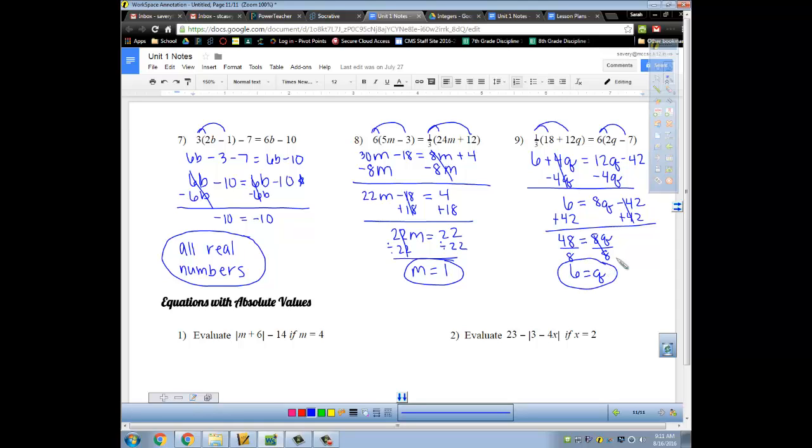Okay, so that one I know was a bit more involved, like that section of notes, especially when you have to deal with fractions. So if you have any questions, don't hesitate to email me.